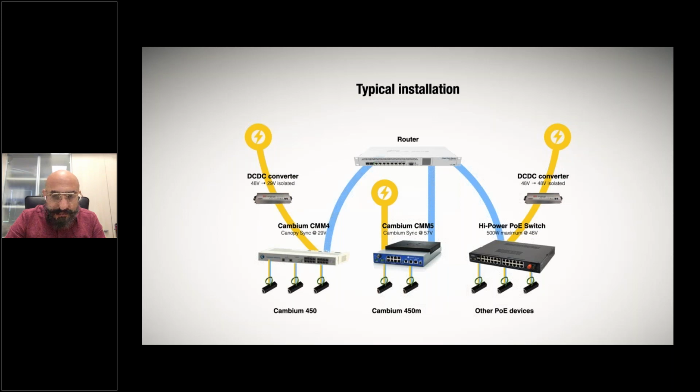So is it possible to have this kind of installation scenario? Of course it is. It's a typical installation. We have the router, I put a MikroTik just because I like it. We have Cambium devices, high power PoE switches, DC-DC converters, different power sources. Then we need surge protectors at the end to power the 450 Cambium, to power Medusa, to power our other PoE devices at 48 volts or 29. Okay, this is the scenario.